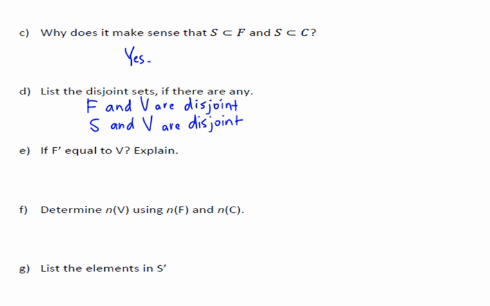Okay, moving on. F naught, is that equal to V? Yes. In this case, what's F naught? F naught means not fruit, and if it's not a fruit, then it is a vegetable. So yes, all non-fruits are vegetables in this example.